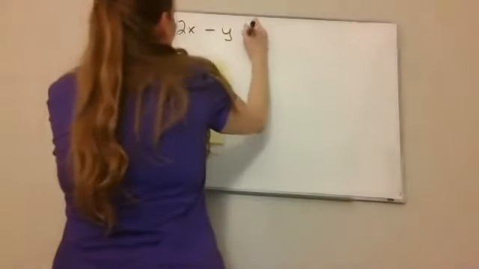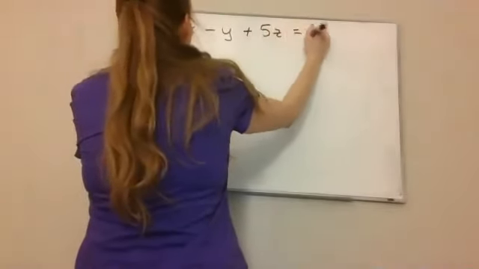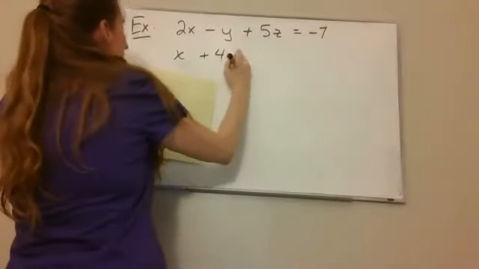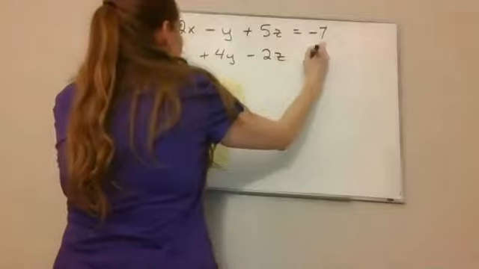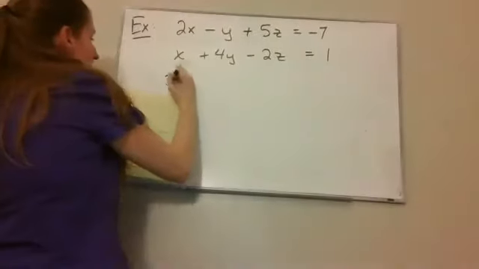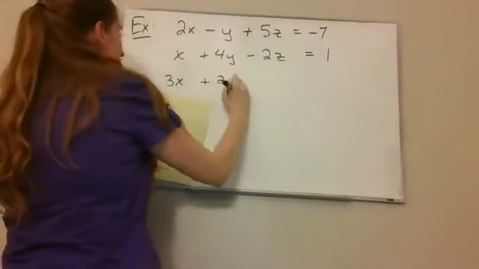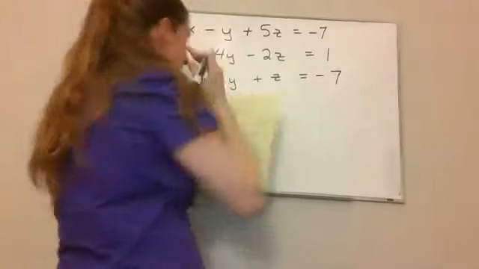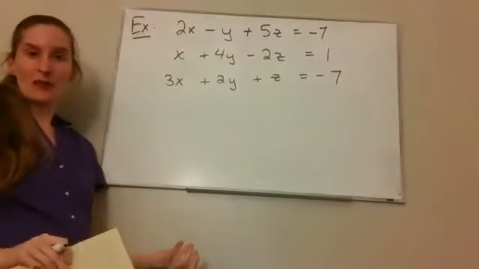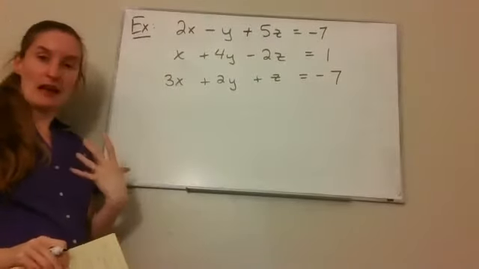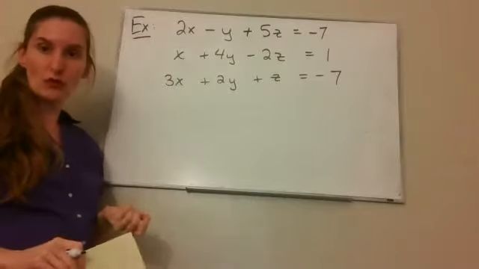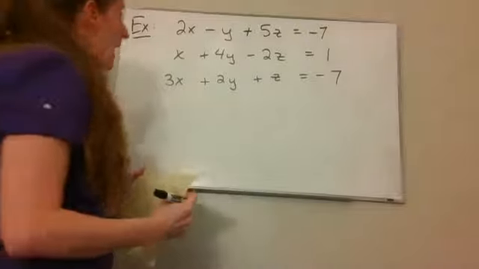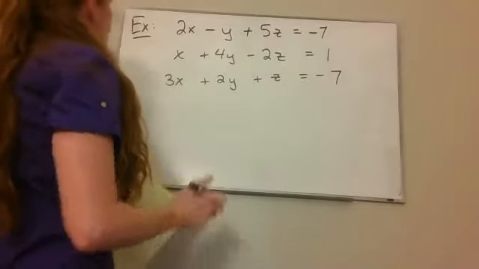2x minus y plus 5z equals -7. x plus 4y minus 2z equals 1. 3x plus 2y plus z equals -7. So I have three equations here with three variables. And the first thing I have to do is pick two of the equations and eliminate a variable from them. So I'm going to choose to use equations 1 and 2.